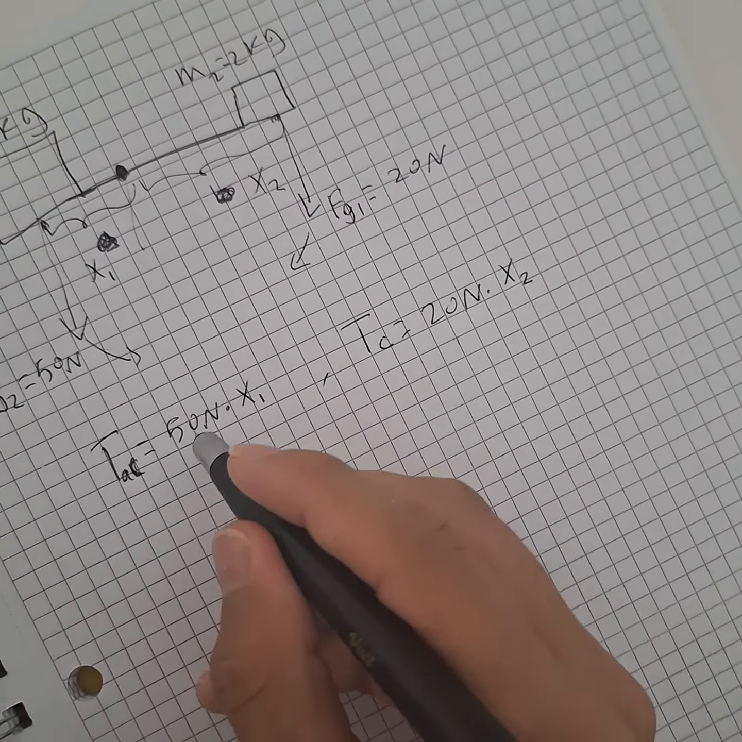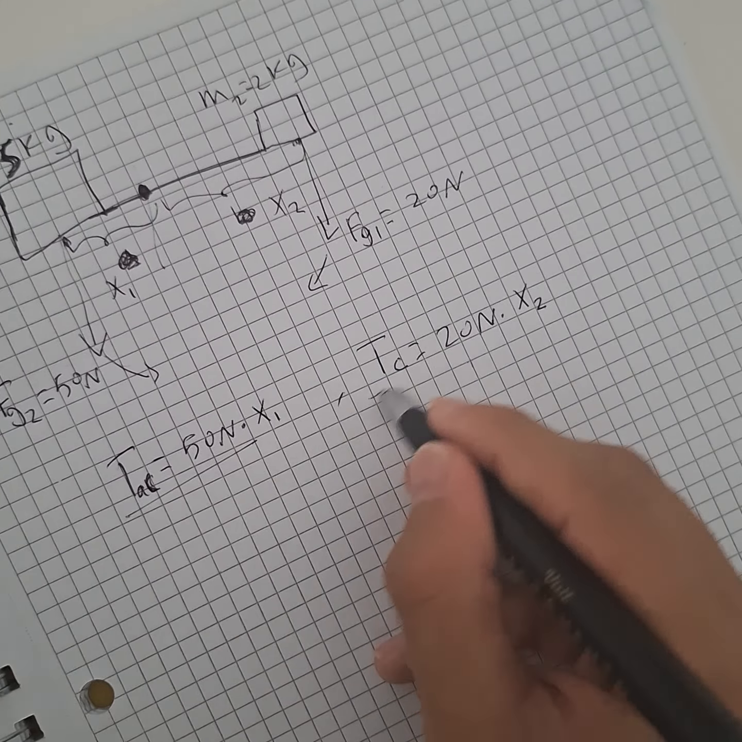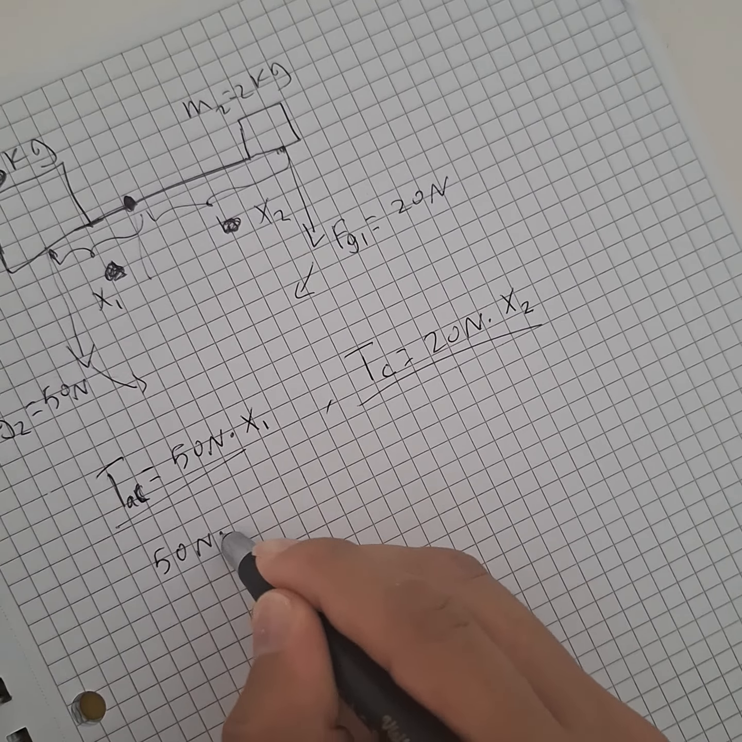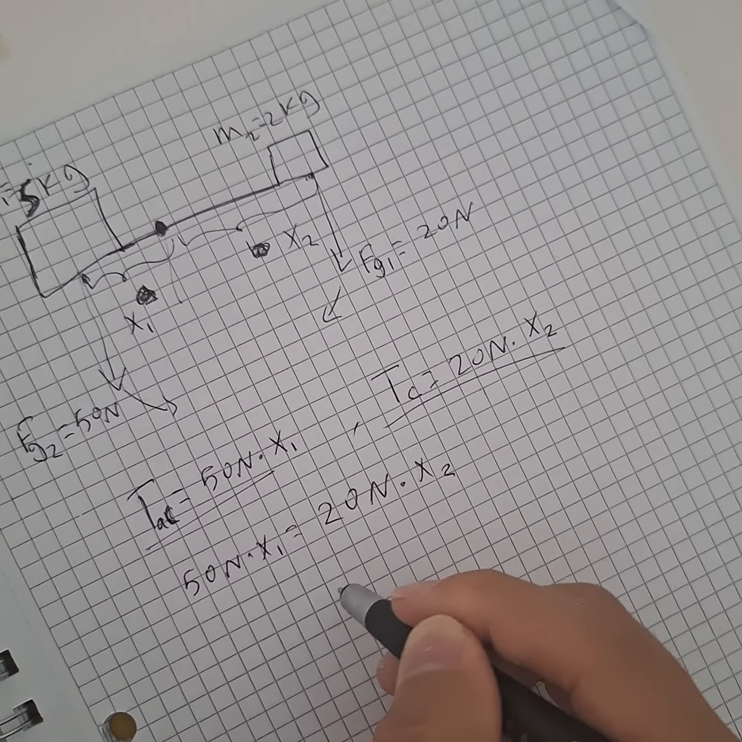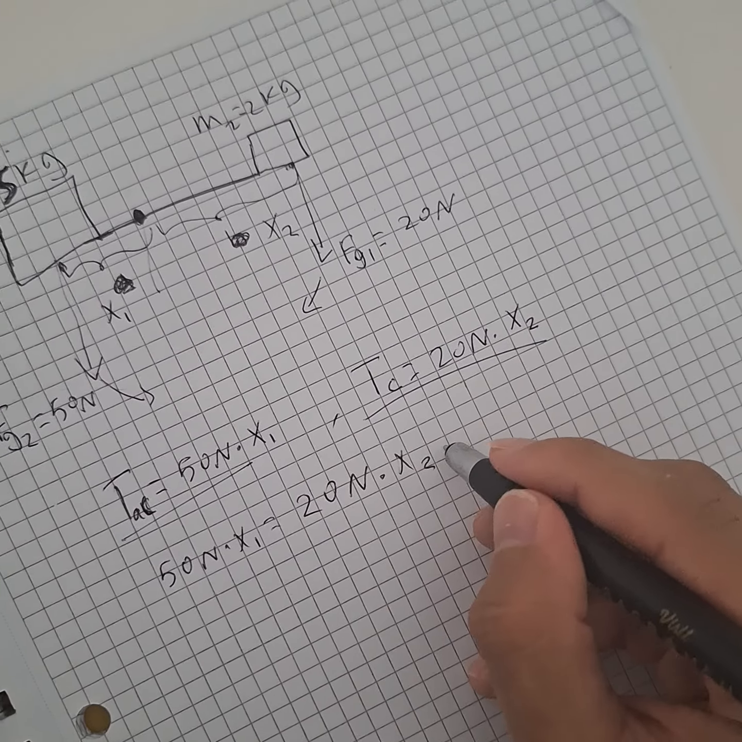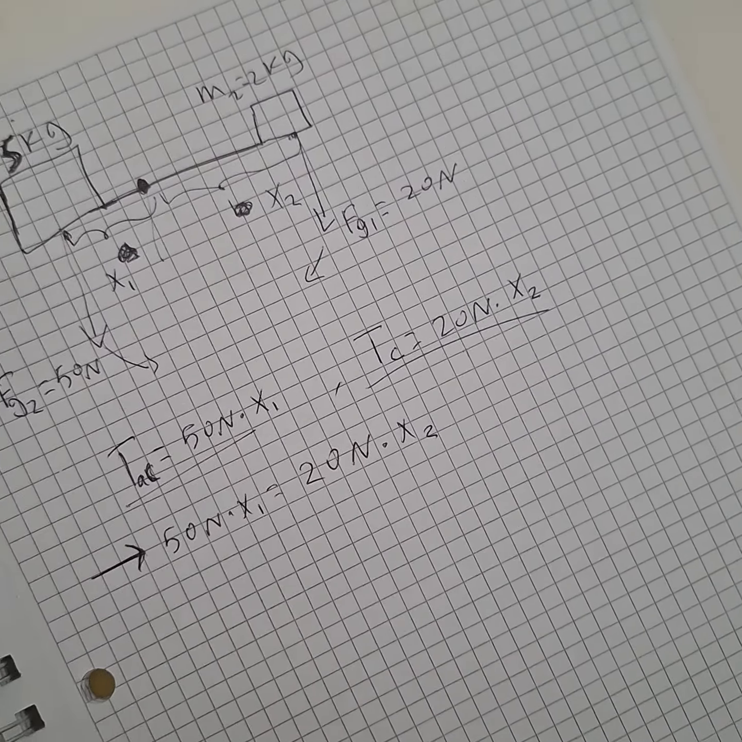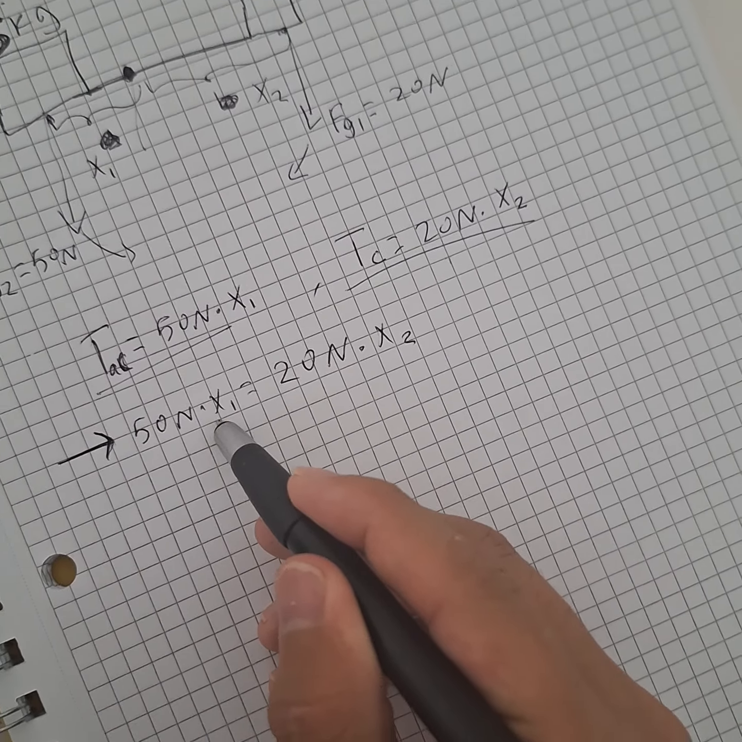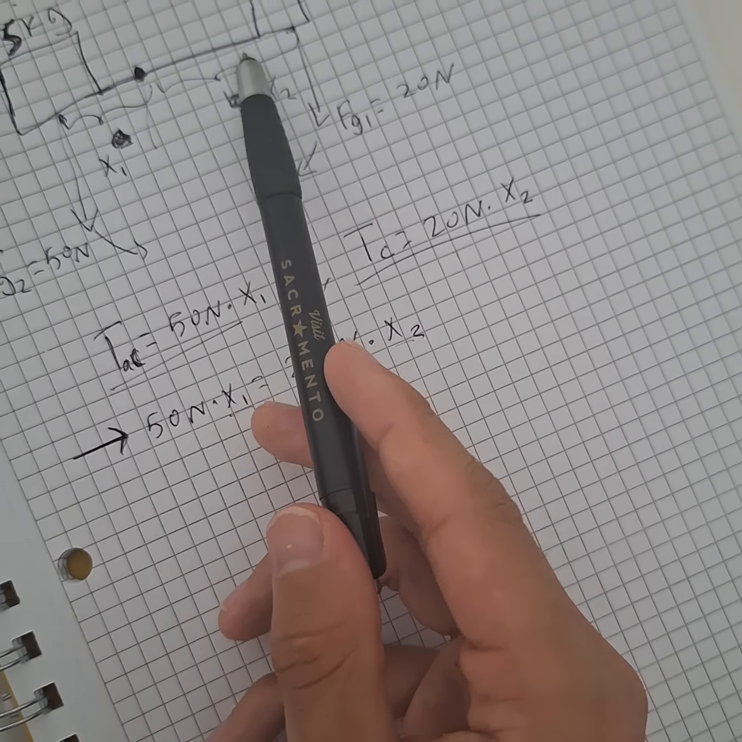Now, in order for this to be the true center of mass, these two torques must be equal. So we're going to set these equal. 50 newtons times x1 is equal to 20 newtons times x2. This is our first equation, which is very important. If we are able to find x1 and x2, then we will be able to find the center of mass.